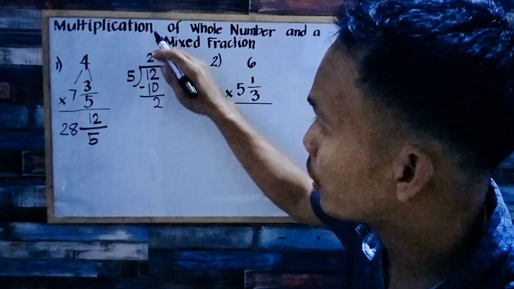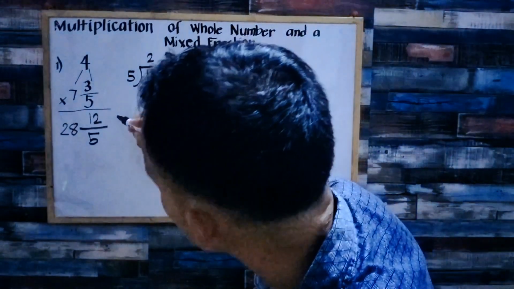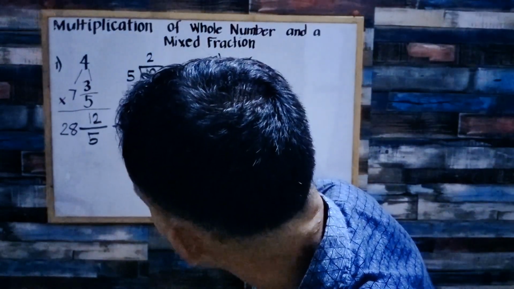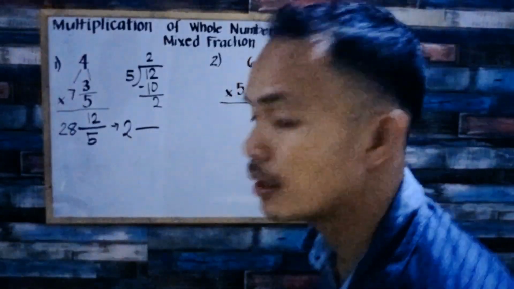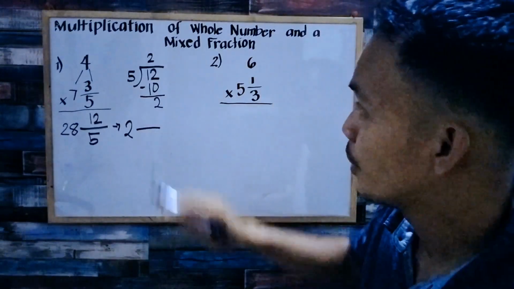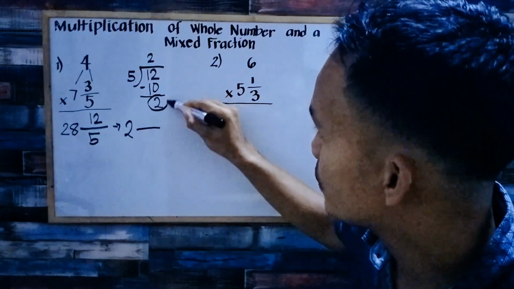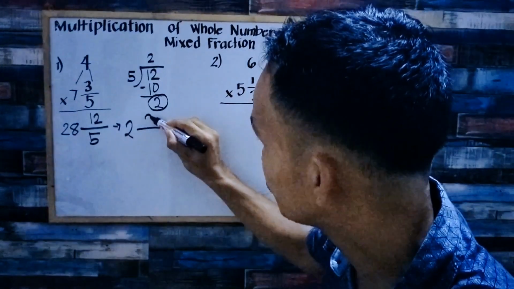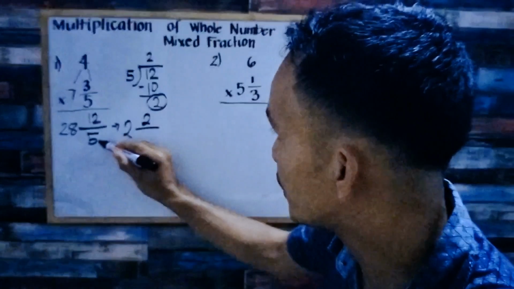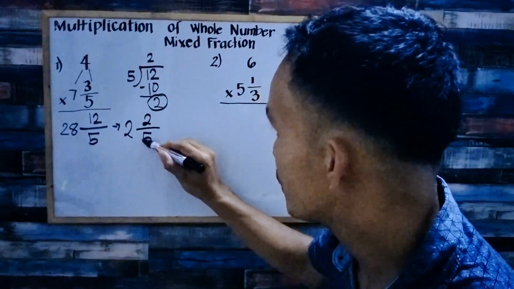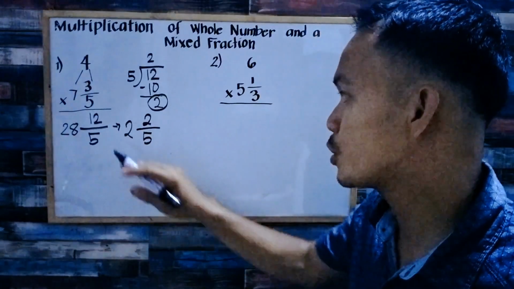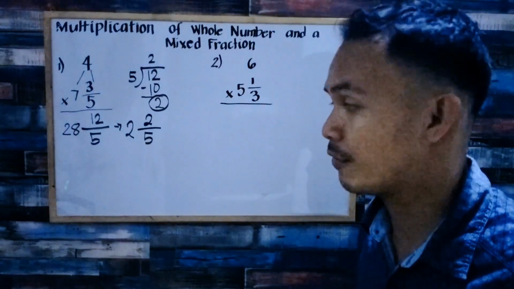So your 2 here will be your whole number. So this fraction becomes 2. And make a fraction bar beside the whole number 2. Put your remainder, which is 2, in the numerator. And just simply copy the denominator, which is 5. So 12 over 5 is 2 and 2 over 5.